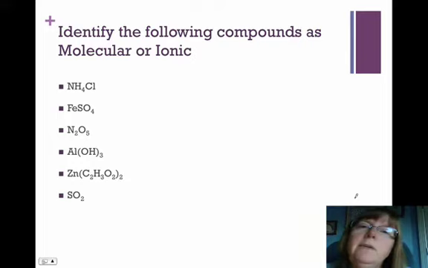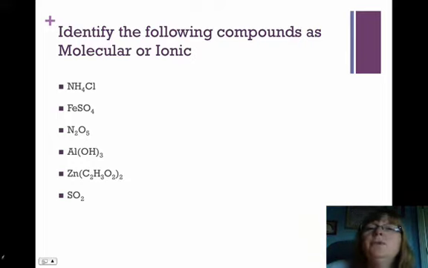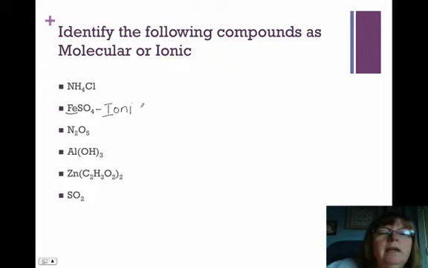All right, so let's look at these following compounds and identify them as molecular or ionic. If they're molecular, we'll write an M. If they're ionic, we will write an I. So we are looking for metals. I'm scanning through here and I see iron is a metal. That means that this is ionic. Oh, aluminum's a metal, so this one is ionic as well. And again, here we find zinc, and that is ionic.